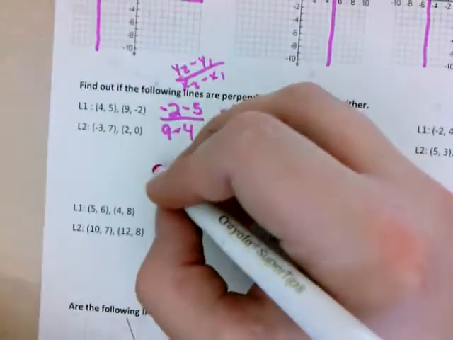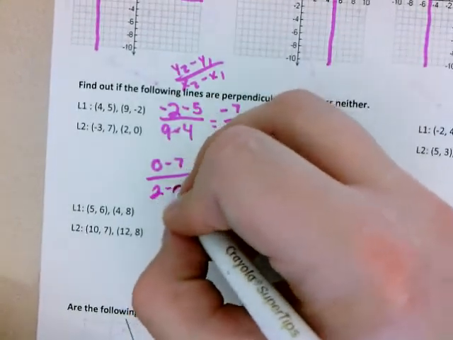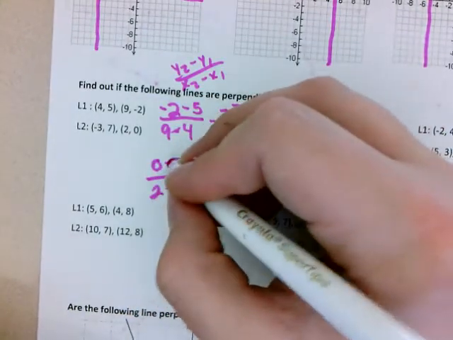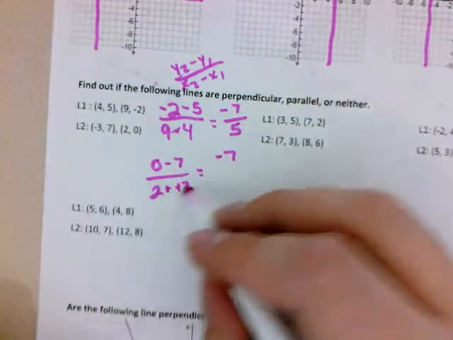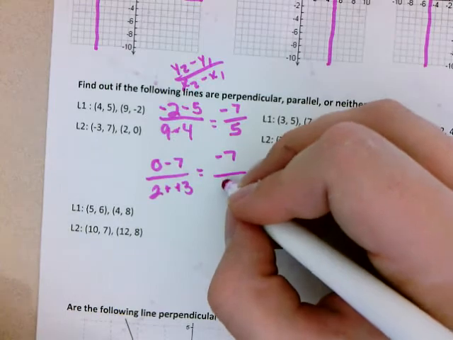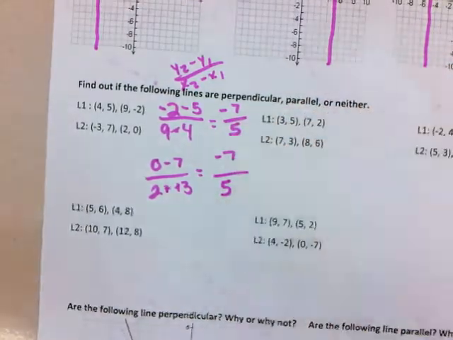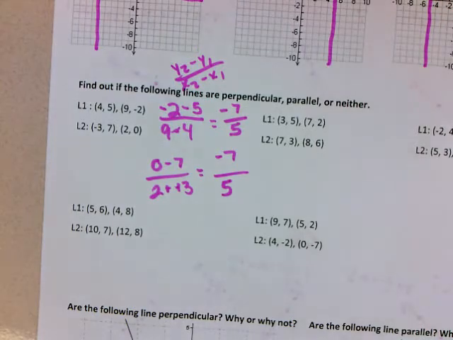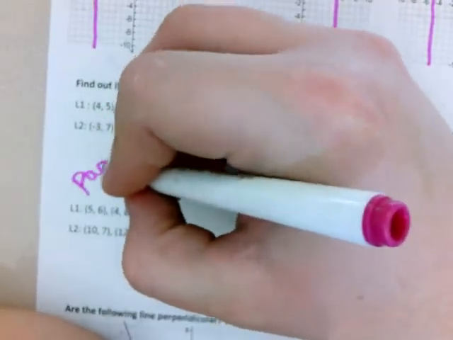So the same thing with the second one, 0 minus 7 over 2 minus a negative 3. 0 minus 7 is negative 7. 2 minus negative 3 means 2 plus 3, because there's 2 negatives, it becomes positive. Now we have negative 7 over 5 and negative 7 over 5. So, because they're the same exact slope, we can call these parallel.